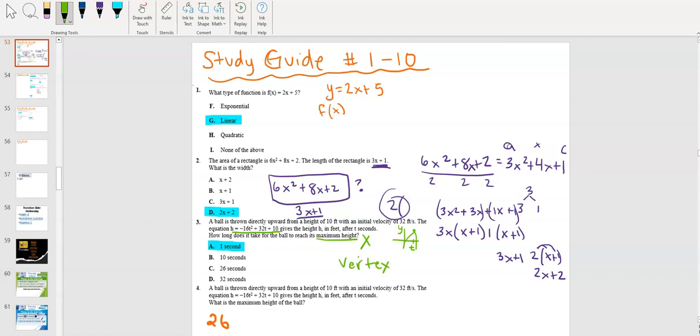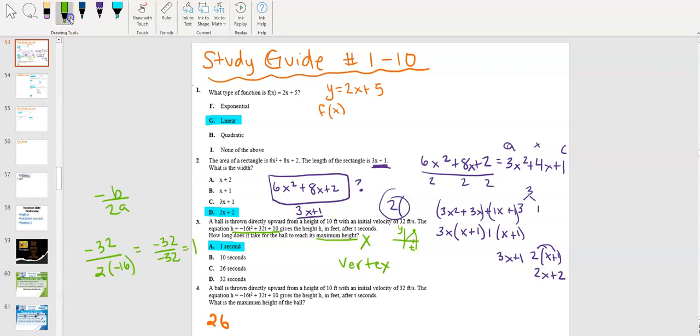In order to find the vertex of standard form, I'm going to use negative b over 2a. So I'm going to do negative 32 over 2 times negative 16. And that ends up being negative 32 over negative 32, which is how I get 1.